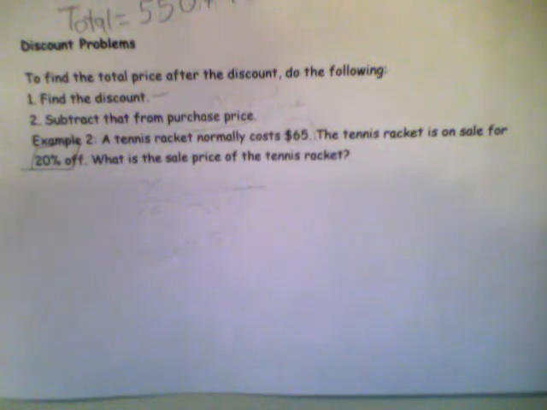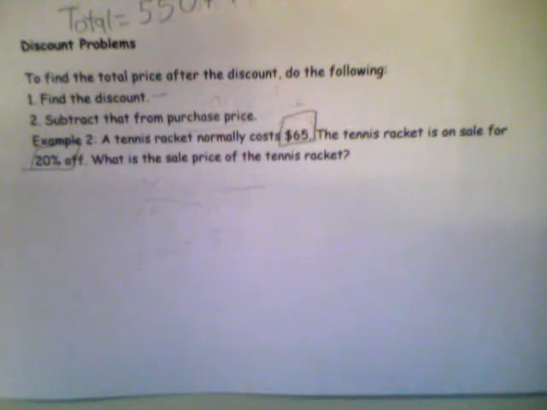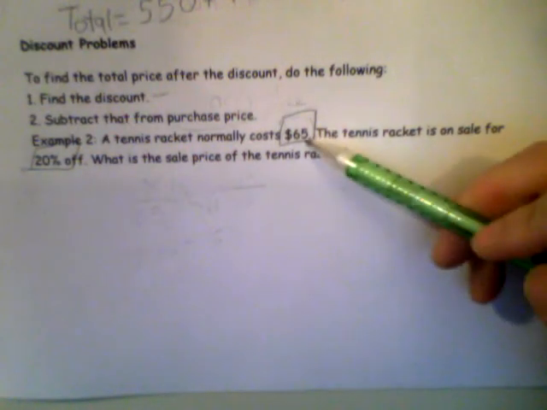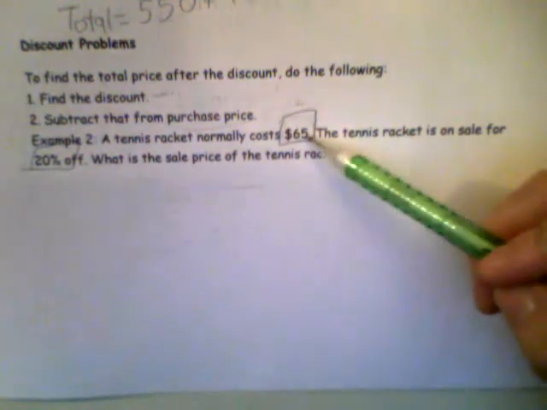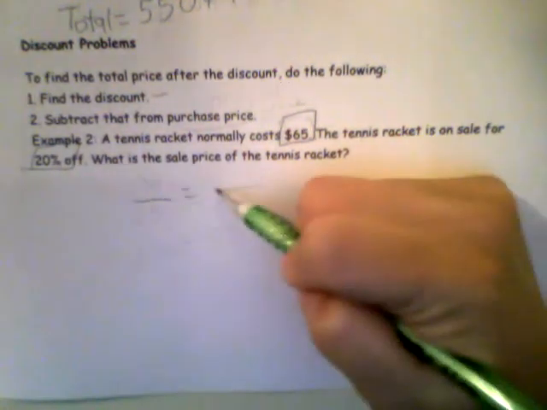Let's look at example 2. Example 2 reads, a tennis racket normally costs $65. That's important, so I'm going to box that in. The tennis racket is on sale for 20% off. What is the sale price of the tennis racket? So again, first, I have to go ahead and find the cost of my discount. I know that the discount is 20% of the original price. So my discount is 20% of 65. So I need to find what is 20% of 65.